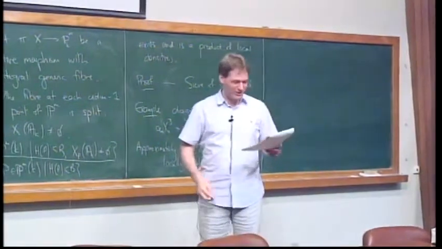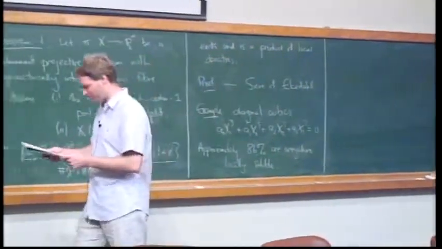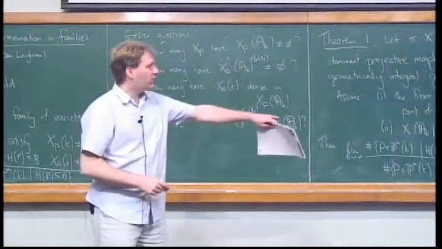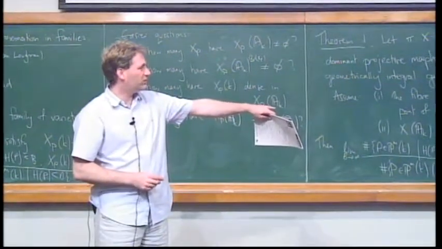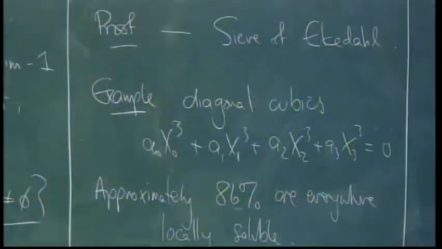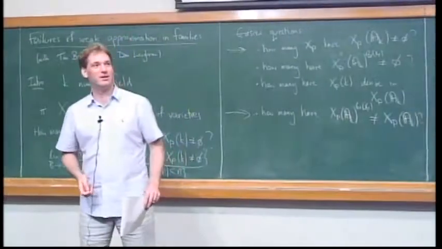Let me move on to the more algebraic part. It's going to turn out that actually 100% of these ones have an obstruction to weak approximation. So there's 86% that are everywhere locally soluble, and 100% of those fail to satisfy weak approximation.